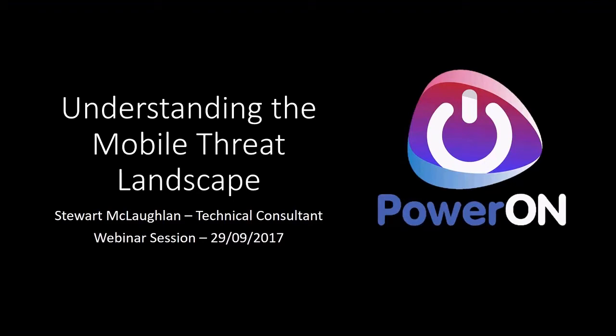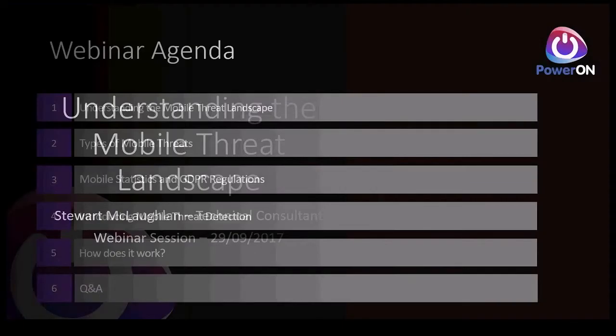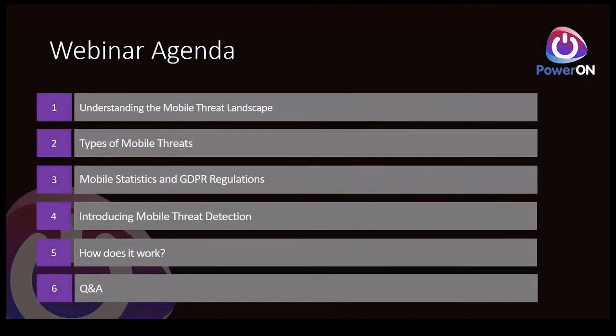Today we're going to be discussing the mobile threat landscape, or rather, understanding that landscape. So today, in this agenda, we're going to be looking at the mobile threat landscape as a whole, the type of mobile threats that actually exist, the statistics for breaches on mobile devices, and the upcoming GDPR regulations. We're going to have a brief introduction into mobile threat detection, what it is, how it actually works, and then we're going to finish off with a conclusion.